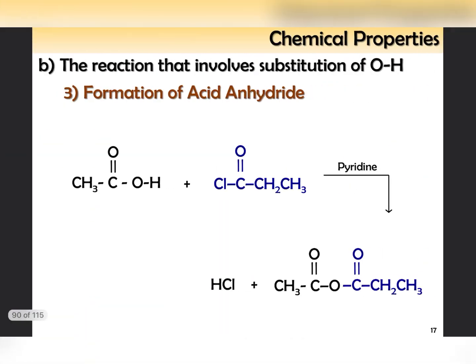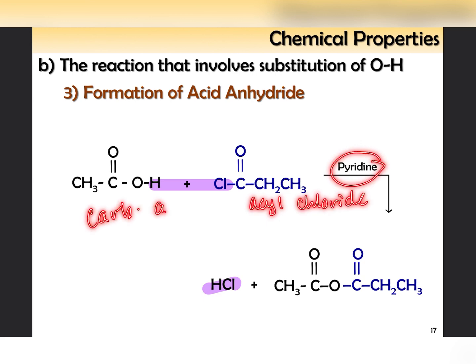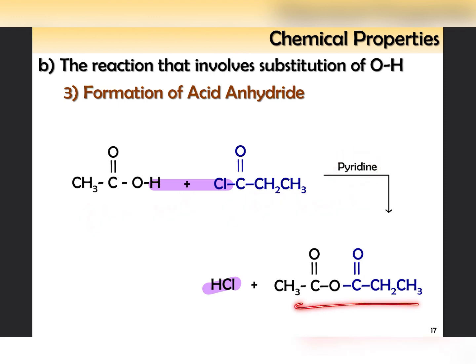Okay, and let's have a look at this example. Sama juga kita akan release HCl as the byproduct and dia mesti react in pyridine. Okay, so ini kamu punya acyl chloride. And this is your carboxylic acid. React them two, kamu akan form this anhydride.